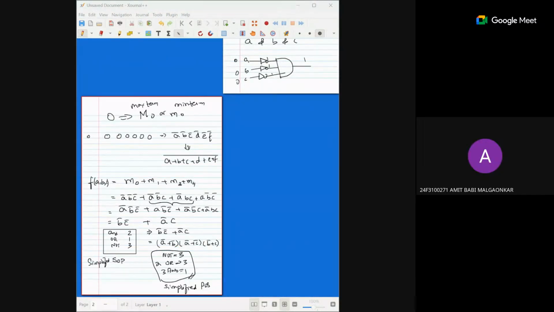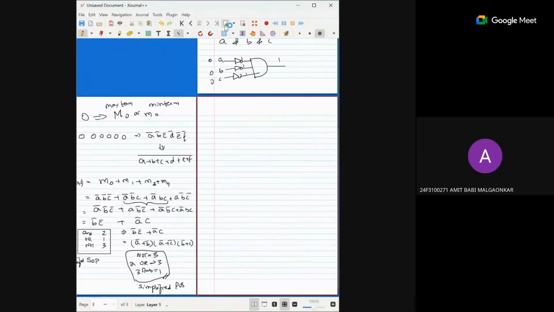Sir, how did you apply the distributive law for B bar, C bar plus A bar, C? Okay, yeah. So B bar, C bar plus A bar, C. Let us assume this particular element is equal to X. Then we can simply write it as B bar plus X times C bar plus X. Then substitute that X value, A bar. Again, the same process, B bar plus A bar.